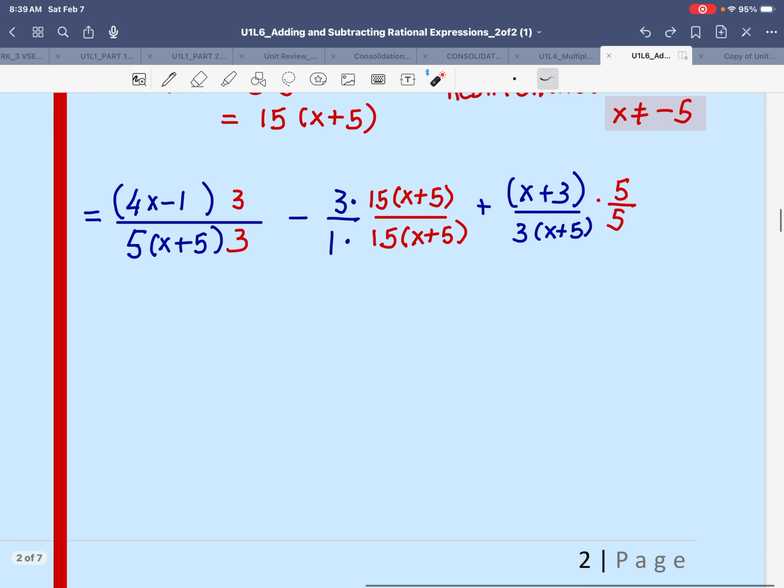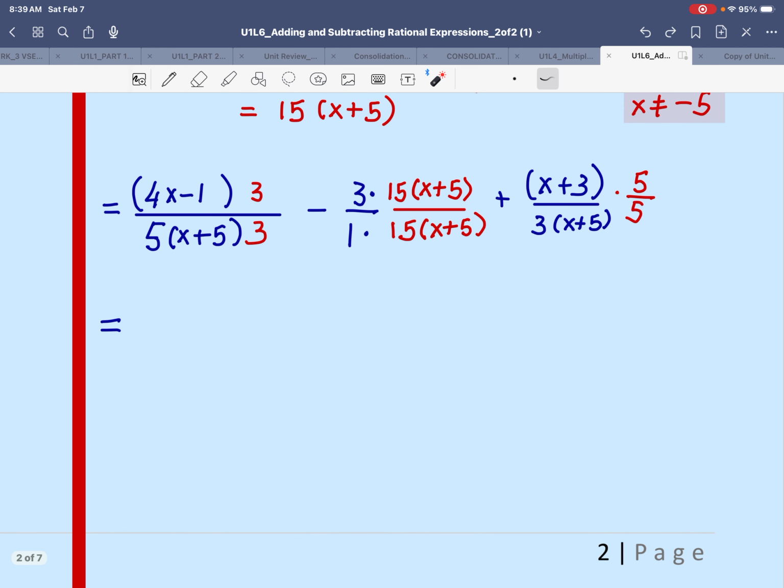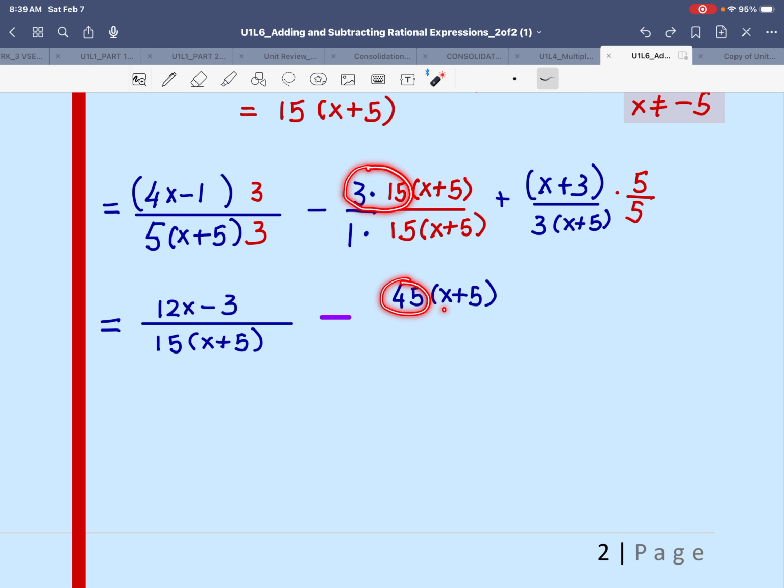Now we're going to take care of this expression and write it in a simpler form. That means that here we have 12x minus 3 over 15x plus 5. And then we have minus. We multiply 3 by 15 and then x plus 5. So I'm going to take care of 3 and 15 first. So 45 times x plus 5, and then over 15 times x plus 5. And lastly, we have 5 times x and 5 times 3, which will give 5x plus 15 over 15 times x plus 5.